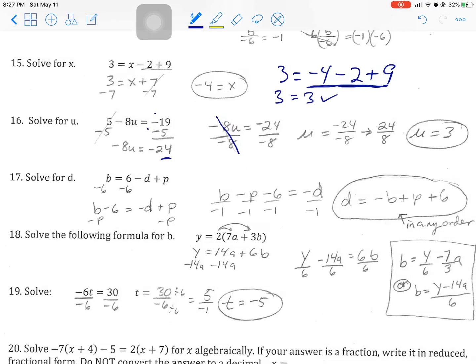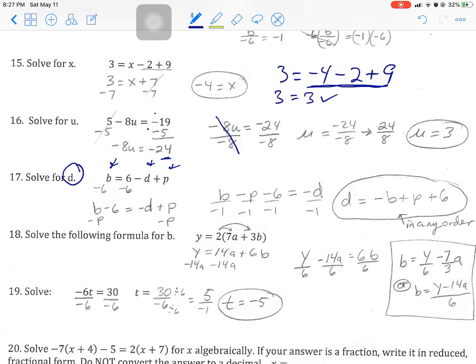Now 17, people have problems with 17. Because there are a lot of letters in here. We have a variable that's a b, we have another one that's a negative d, and another one that's a positive p. So we need to go back and notice they're asking for the d, okay? Usually you're told to get that alone on one side. You don't really touch that. You touch the other ones, and the key would be to move the other ones away.